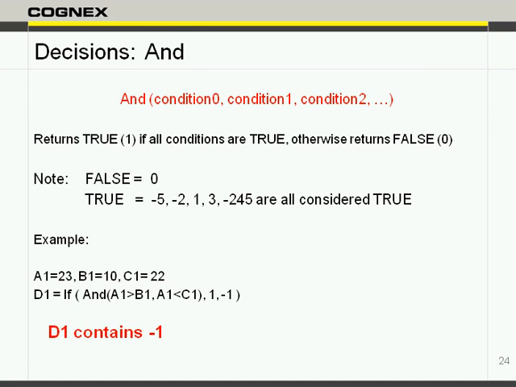In the second condition, or condition 1, it says A1 is less than C1. So is 23 less than 22? No, it's not. So A1 is greater than B1, meaning 23 is greater than 10, and that condition is true. But the second condition, A1, 23, is less than C1, 22, and we know that 23 is not less than 22. So the result of the AND statement is false.